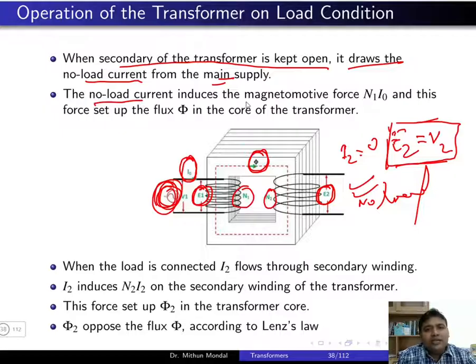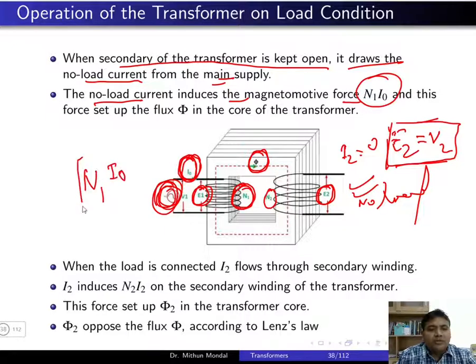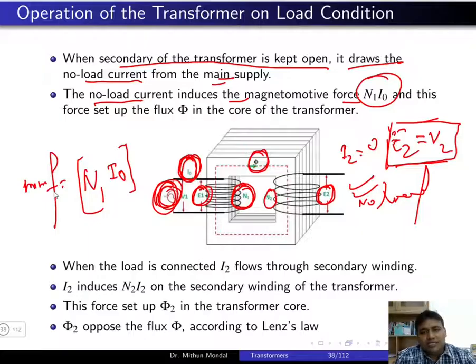The no load current induces the magnetomotive force N1 I naught. Here the number of turns is N1, and it is linking the current I naught. So N1 into I naught ampere turns is basically the no load magnetomotive force. This is the MMF under the no load condition, and this MMF is responsible for the production of flux in the core of the transformer.